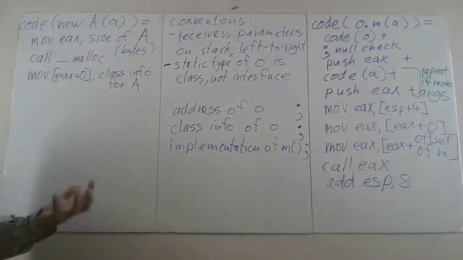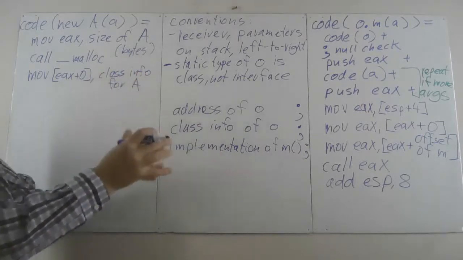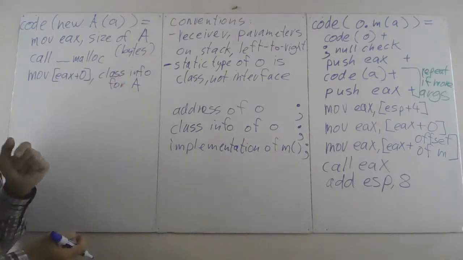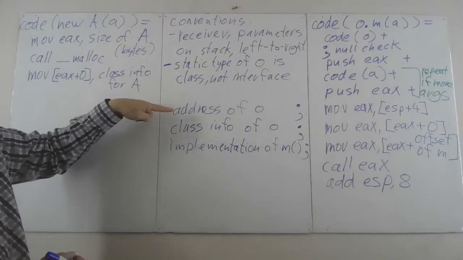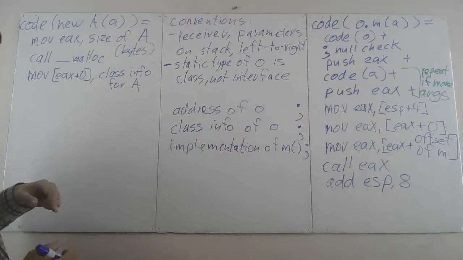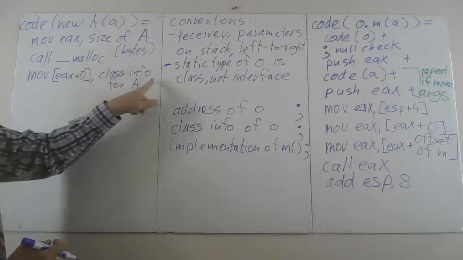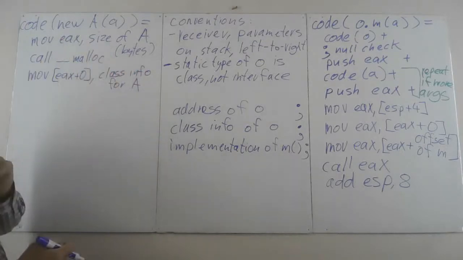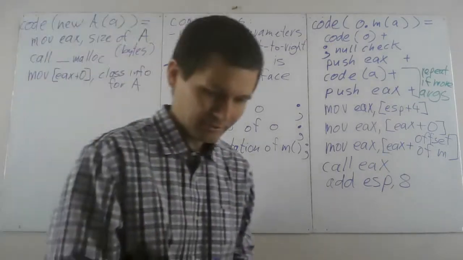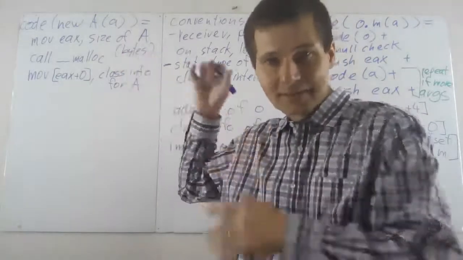And this class info for class A is a compile-time constant data structure that your compiler can generate and create a label for, that has the addresses of the various methods of A. So here, this is just going to be a label, and it's going to get assembled to a constant address. We're just loading that address into the first word of my object. Again, questions, ask them in the chat.